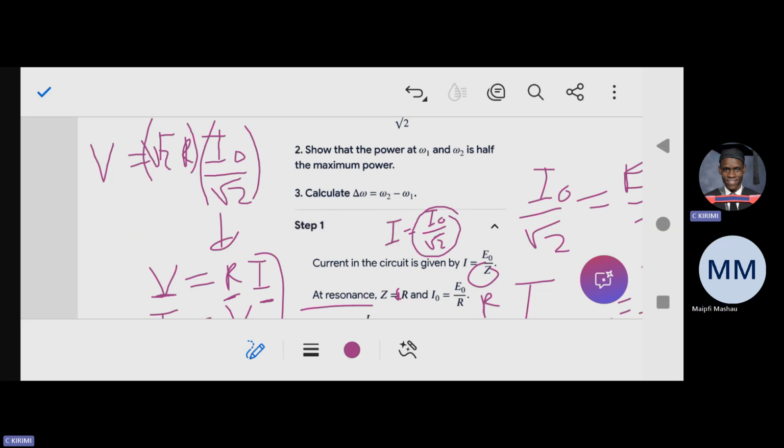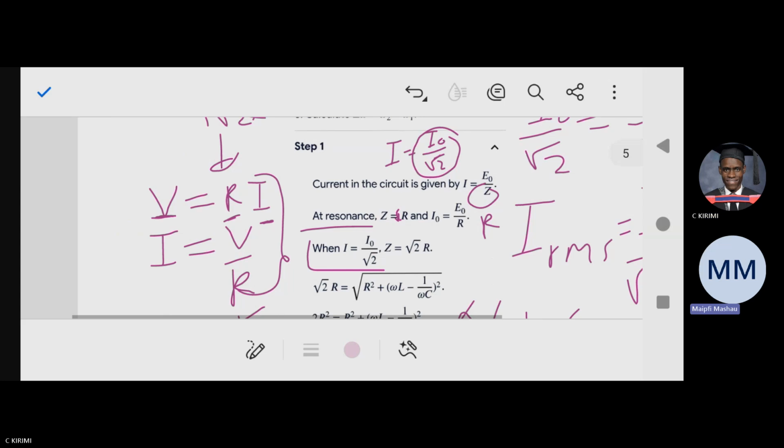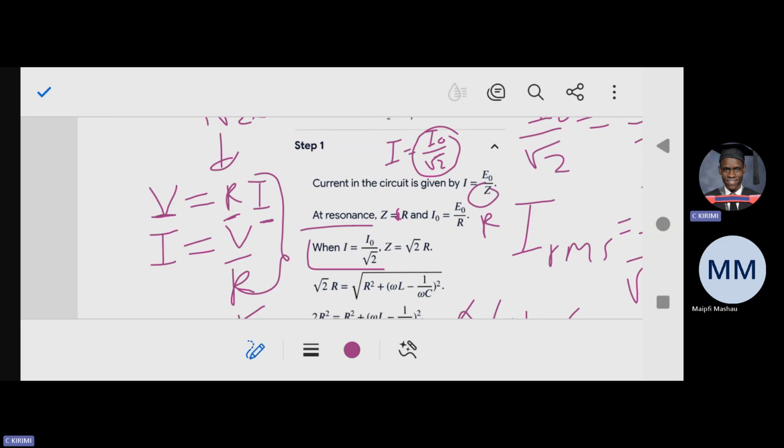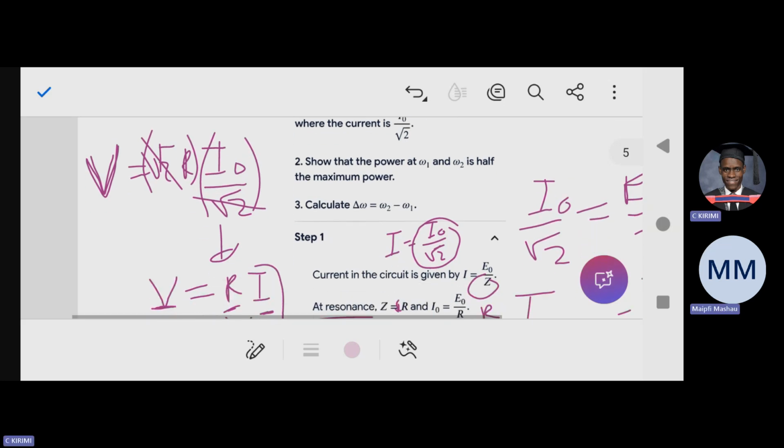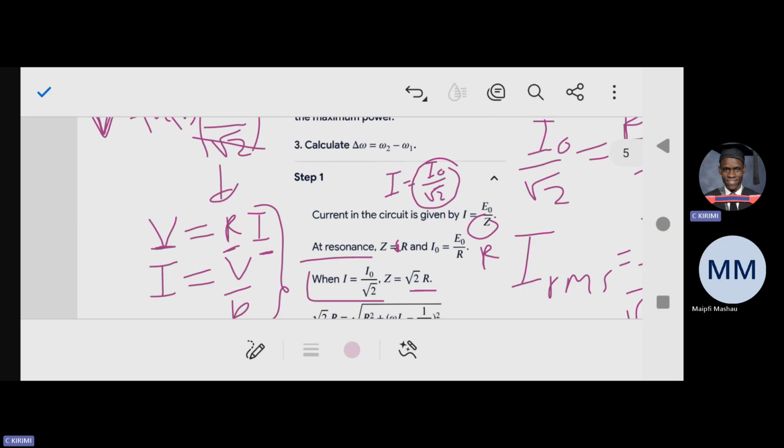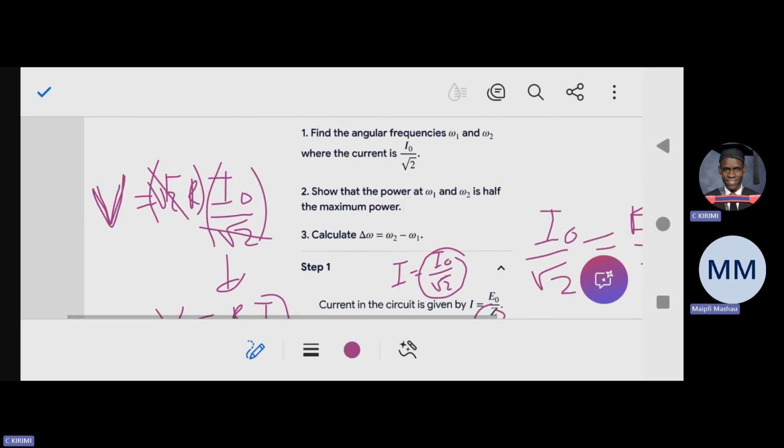So if I decrease the I naught, the resistance is going to increase, but the voltage is going to remain the same. This will cancel with that. It's still R multiplied by I naught. Nothing has changed. So that's where this idea is coming from, that our resistance is going to be root of 2R. It only happens if I make my current I naught over root of 2.